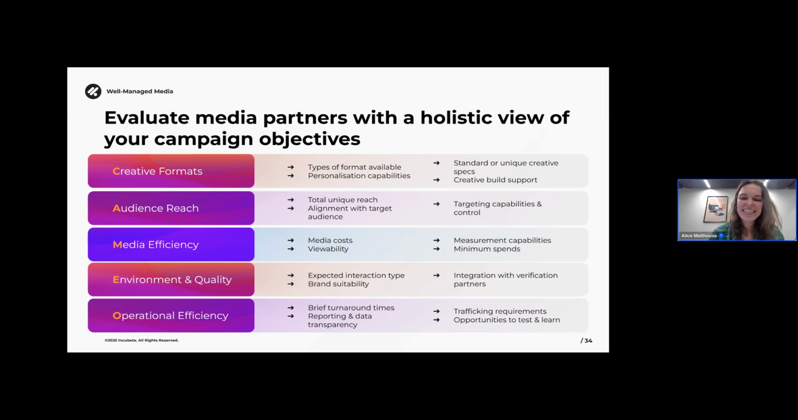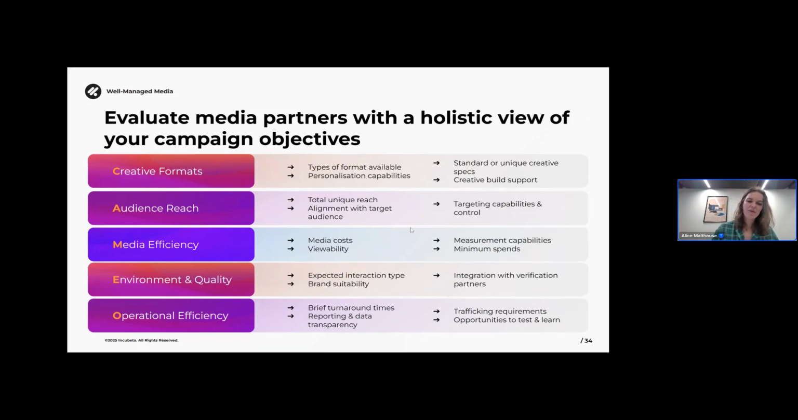Environment and quality, we want to make sure that we are appearing on brand safe inventory and inventory that's suitable for the brand as well. So is there any integration of verification partners, or can we curate the inventory with that partner?